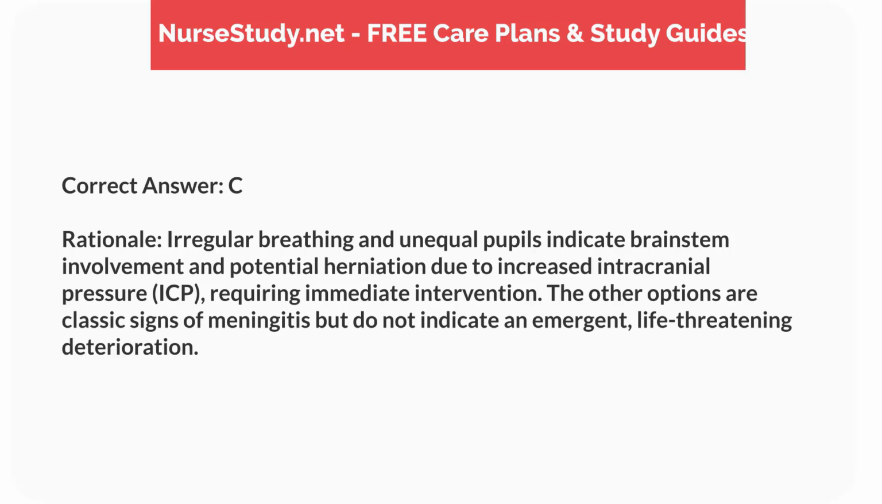Correct answer, C. Rationale: irregular breathing and unequal pupils indicate brainstem involvement and potential herniation due to increased intracranial pressure, ICP, requiring immediate intervention. The other options are classic signs of meningitis, but do not indicate an emergent, life-threatening deterioration.